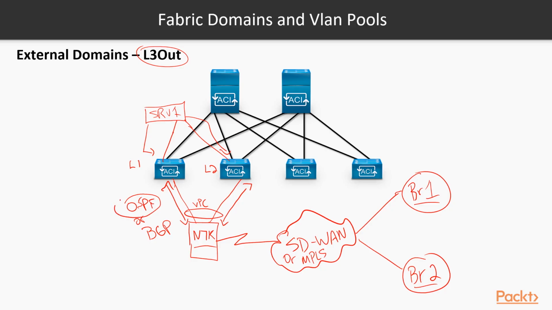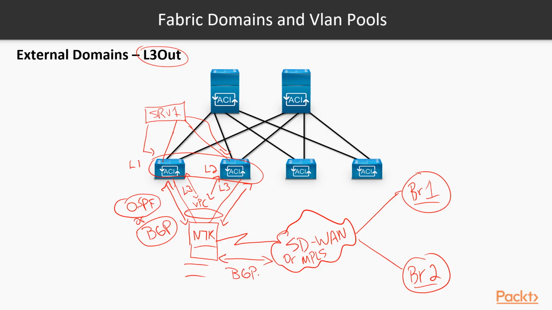The fabric can peer at layer 3 using my L3 out. So I can select OSPF or BGP and peer point-to-point or broadcast from my leaf to the 7Ks. So this connection is layer 3, and we have connectivity at layer 3 between my ACI fabric and my edge. In this case, this 7K has BGP to my SD-WAN or MPLS.